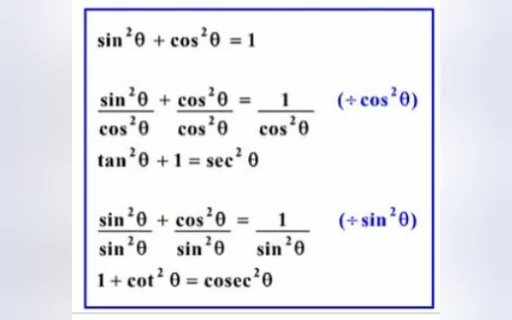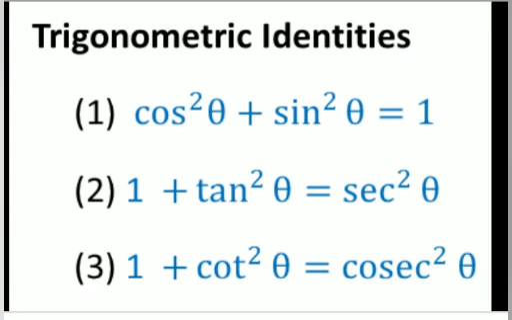Now we divide identity first on both sides by cos square theta, and we get sin square theta by cos square theta plus cos square theta by cos square theta equal to 1 by cos square theta. That is equal to tan square theta plus 1 equal to sec square theta. Now again, dividing identity first by sin square theta, we get sin square theta by sin square theta plus cos square theta by sin square theta equal to 1 by sin square theta, that is equal to 1 plus cot square theta equal to cosec square theta. And these are our first three trigonometric identities.